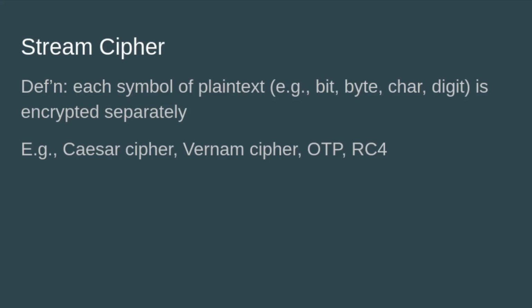Let's start with stream ciphers. A stream cipher is a cipher in which each symbol of plain text, so each bit or byte or character or digit, is encrypted separately. And examples include the Caesar cipher, the Vernam cipher, which we talked about, the one-time pad, and RC4. RC4 is another stream cipher. We will not go into it here, but it is used for encryption in wireless networks.